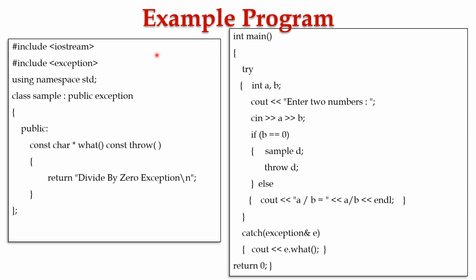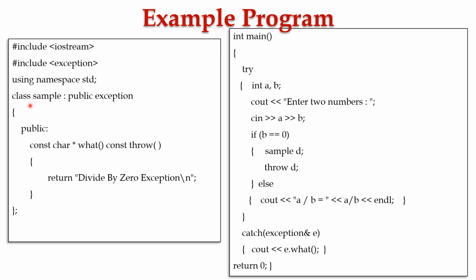Here the header files for IO operations, that is #include <iostream>, and the header file for exception, that is #include <exception>, are included first. Using namespace std allows us to use std library functions and objects without explicitly specifying the std scope resolution operator as a namespace prefix.